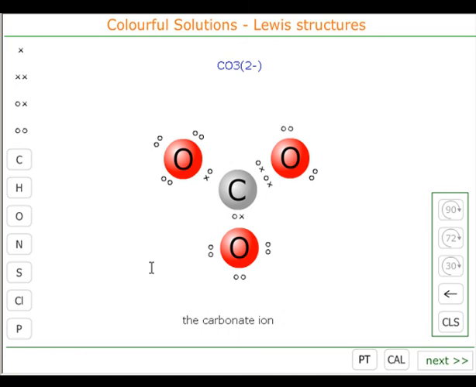Of course, the actual structure will not have 1 double bond and 2 single bonds. All 3 carbon-oxygen bonds will be equivalent. In terms of the ionic shape, there are 1, 2, 3 regions of electron density around the central carbon, and so it adopts electronically a trigonal planar shape, and as there are no lone pairs of electrons, the ionic shape is also trigonal planar.